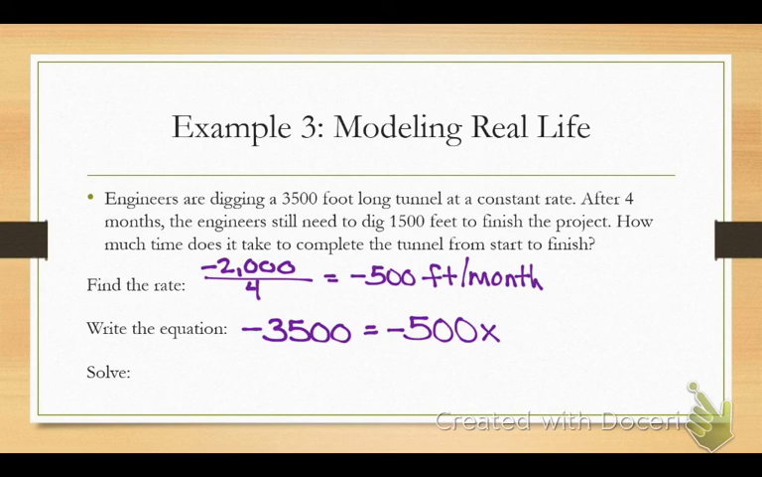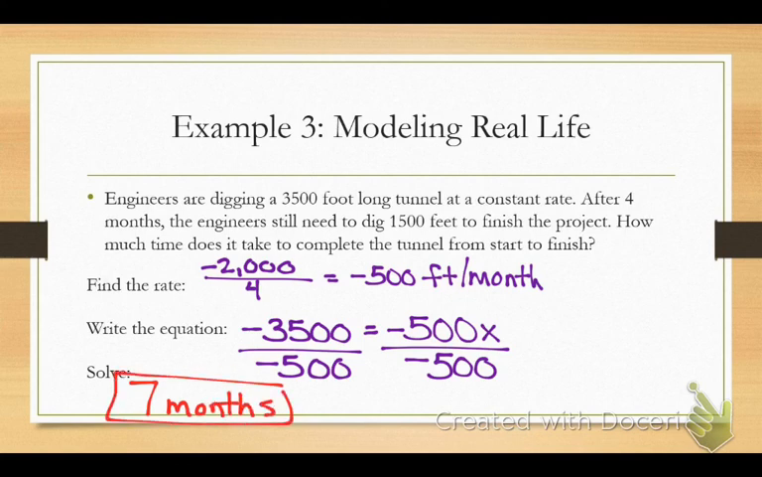All right? So how could I solve it? Divide both sides by negative 500. Negative 500. Okay? And it's going to be 7 months. All right? 7 months.